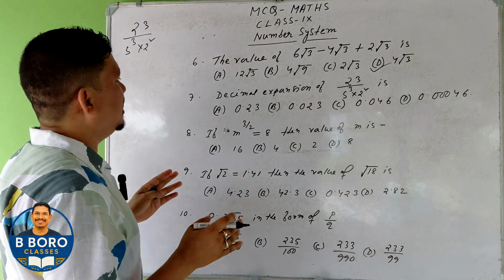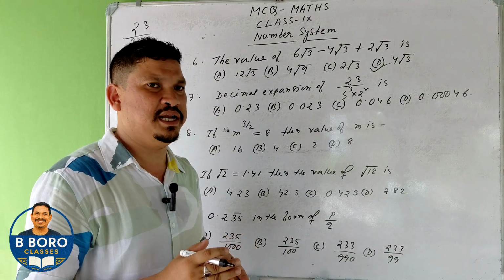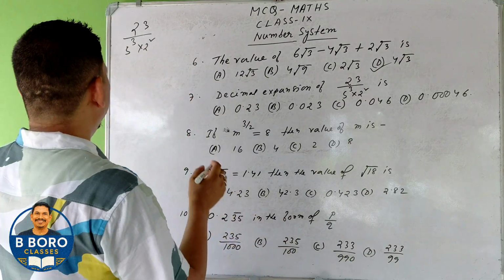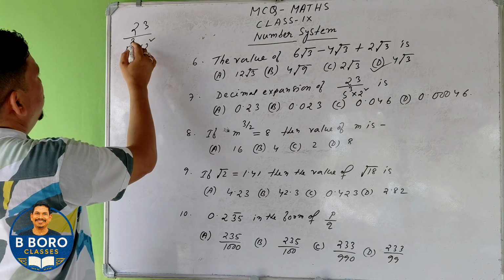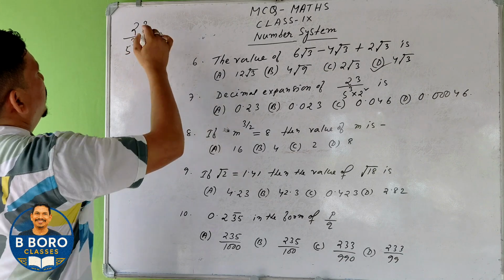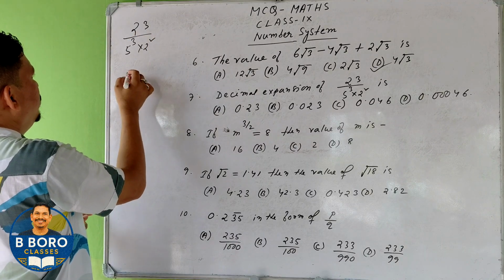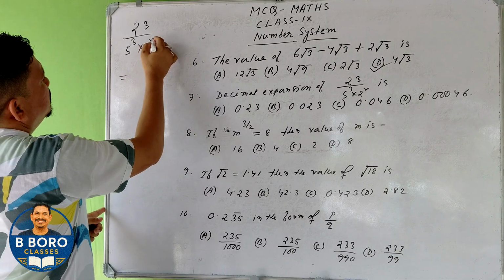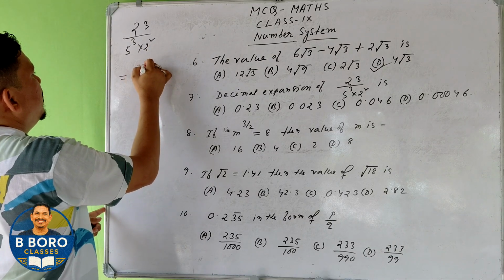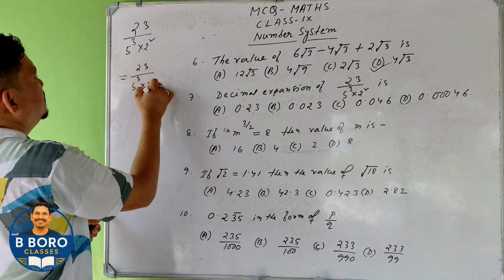Always try to convert the denominator into the form of 10, 100, 1000, 10,000 and so on. Here the denominator is in the form of a to the power m into b to the power n. So first of all, what to do? The highest power of 5 is what? 3, and the highest power of 2 is what? 2. So the powers should be the same. The highest power of 5 is 3, and of 2 is 2.